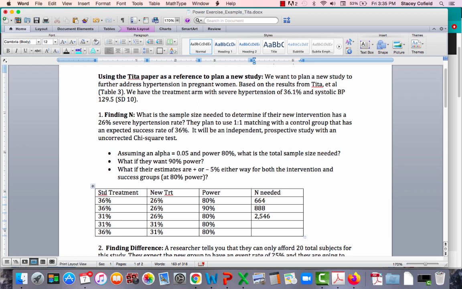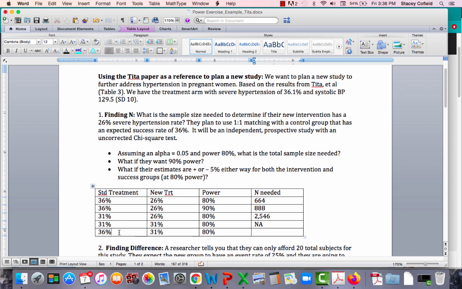2,546 that we would need per total to tell that small of a difference in severe hypertension if we were off by 5% in our standard treatment. So if our standard treatment group performed really, really well. So you can tell here on this group that if our standard treatment went down to 31 and our new treatment went up to 31, we would never be able to tell this different, right? They're the same. So we're not even going to look at that.